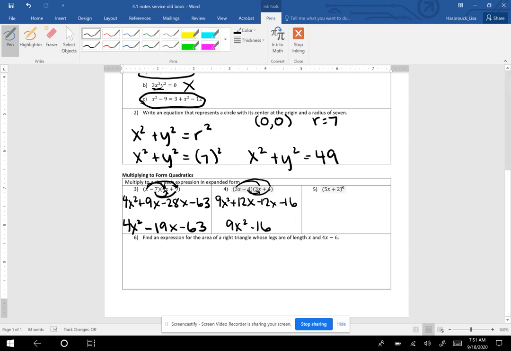For 5x plus 2 squared, we do not distribute the squared. What this means is that 5x plus 2 is times itself. So we write it as 5x plus 2 times 5x plus 2. Now we FOIL. 5x times 5x is 25x squared. 5x times 2 is 10x. 2 times 5x is 10x. And 2 times 2 is 4. So we get 25x squared plus 20x plus 4 is our final answer.